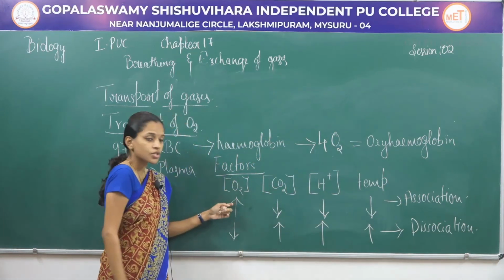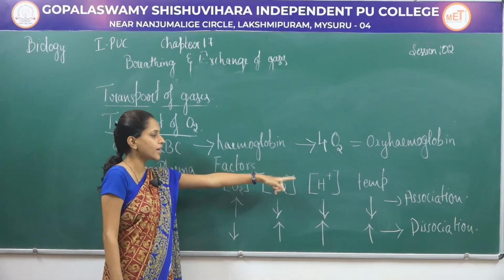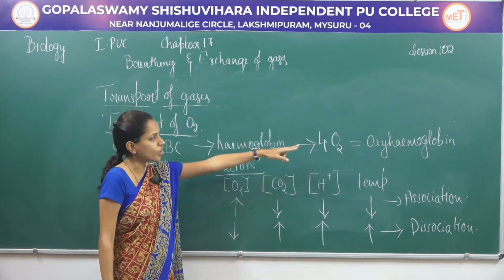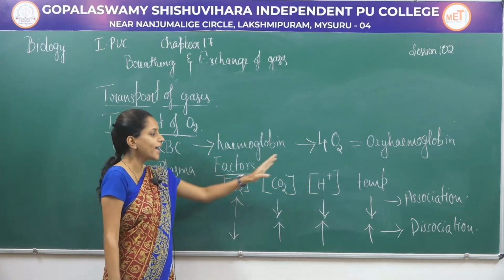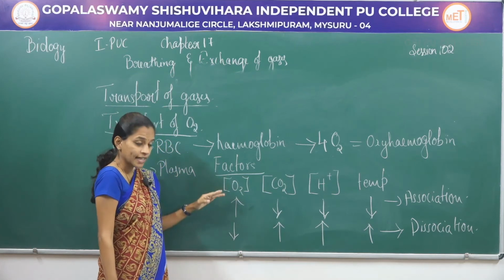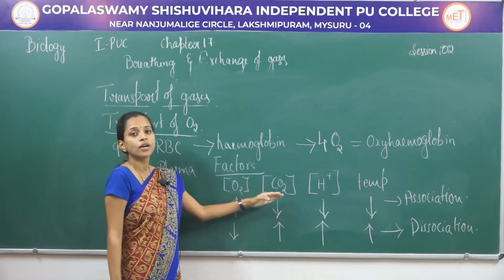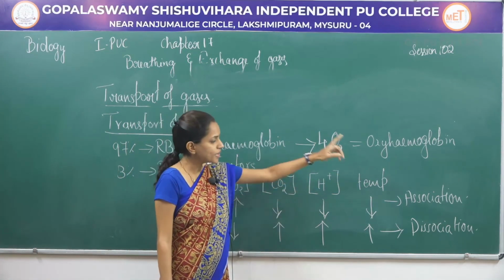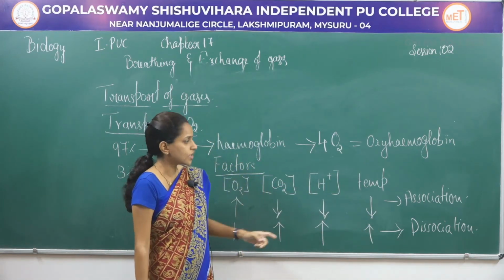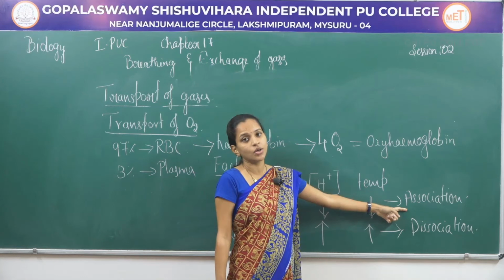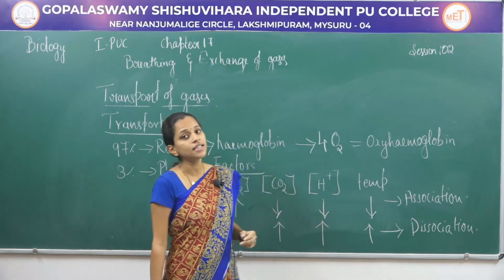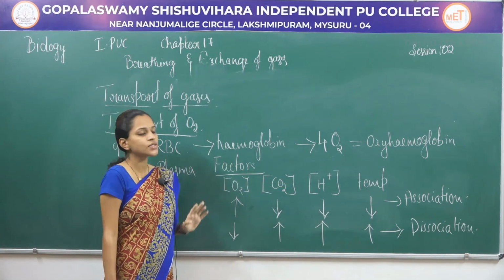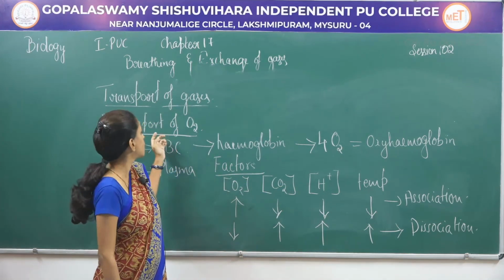So, when the partial pressure of oxygen is high and carbon dioxide, hydrogen ions and temperature are all low, it leads to joining, that is formation of oxyhemoglobin, or you can also call it association. Whenever there is reduction in the partial pressure of oxygen, more carbon dioxide, higher hydrogen ion concentration and higher temperature, then what will happen? It leads to separation or dissociation. Association takes place in the alveoli and dissociation takes place near the tissues. So, this is how 4 factors are responsible for association and dissociation in the transport of oxygen.